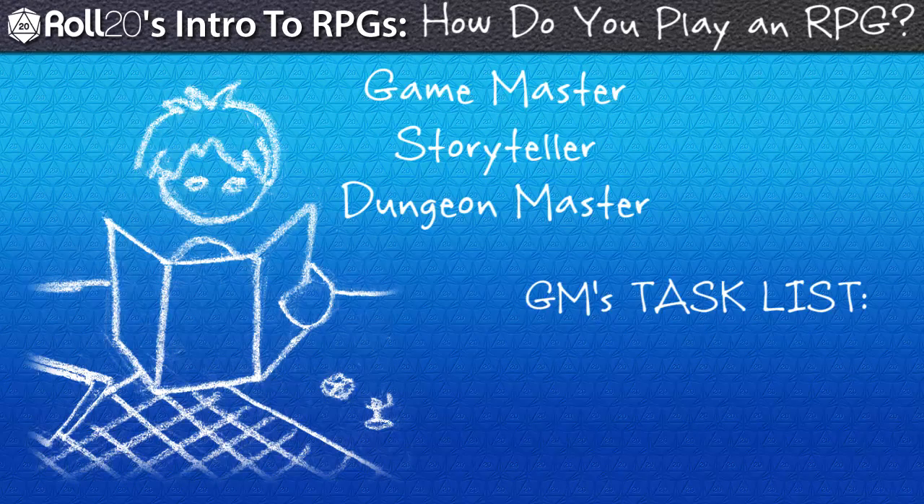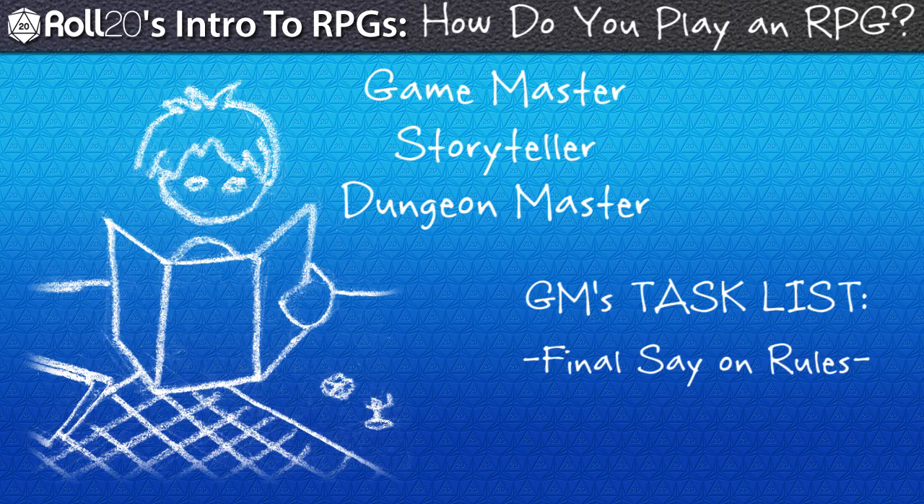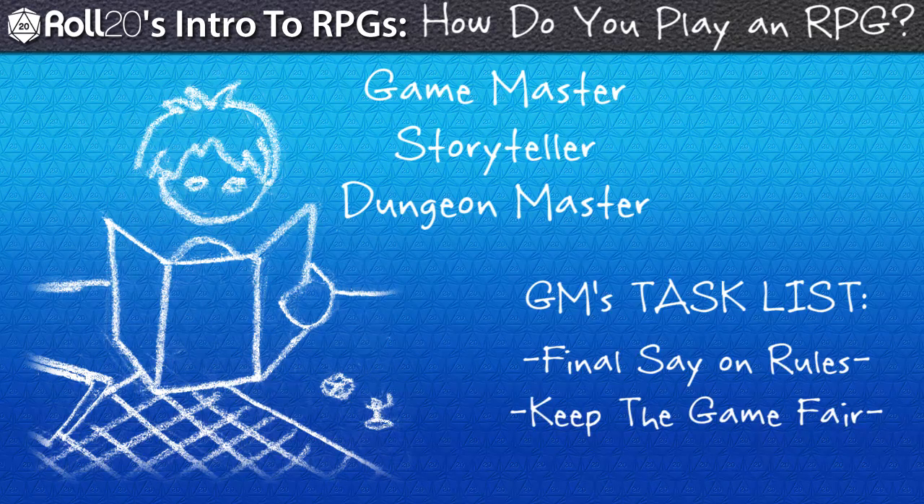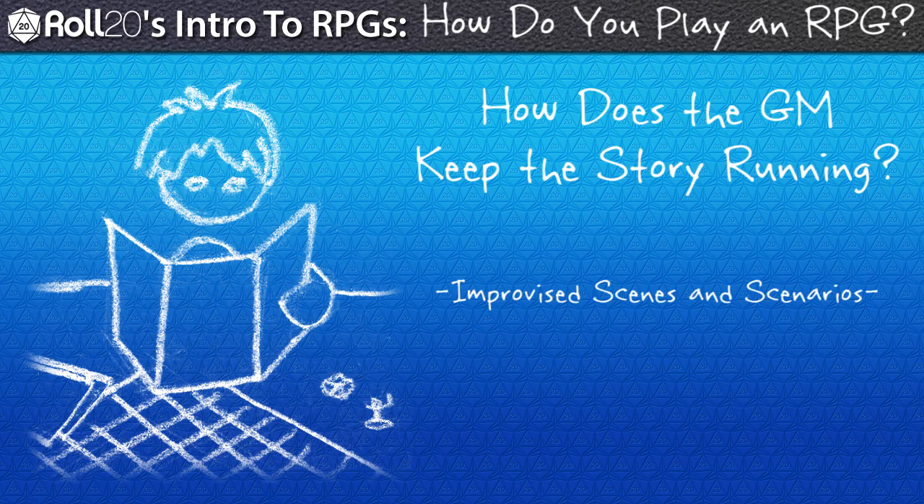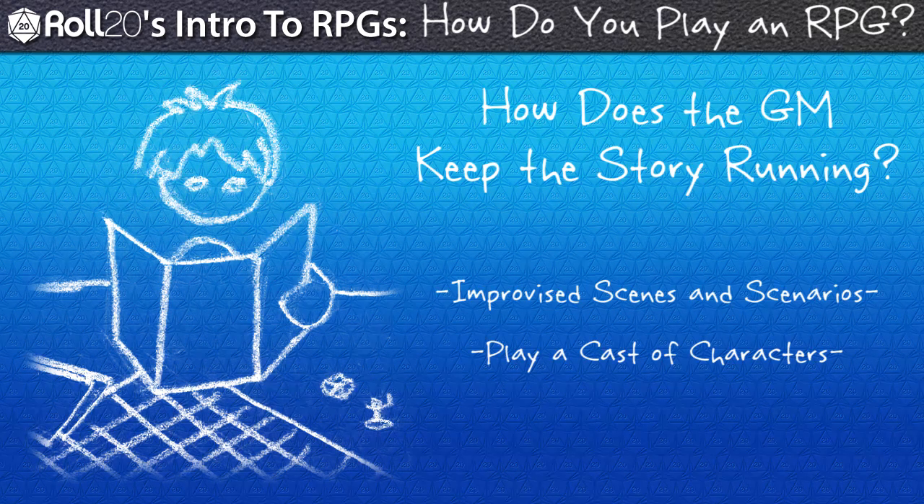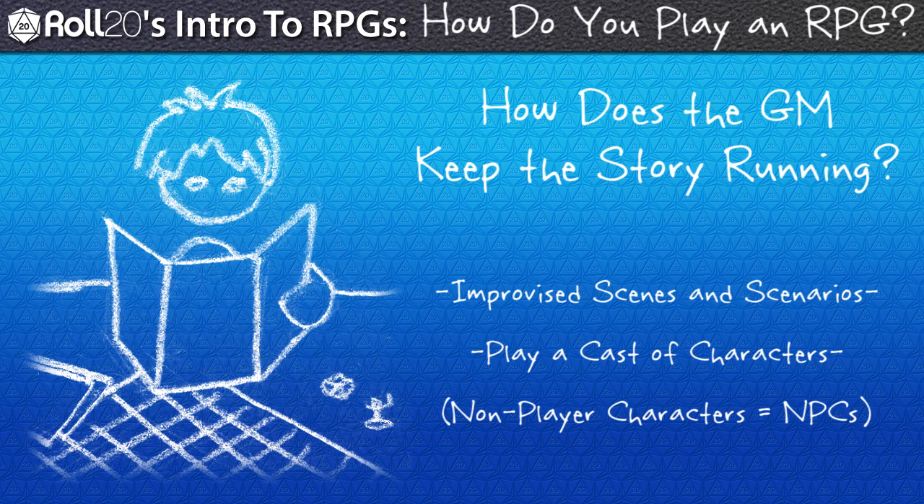They are tasked with acting as the rules arbitrator. Their job is to guide the players, make sure that everyone is playing fairly, and to keep the story running. They achieve the last part by improvising plot lines and scenarios for the players to navigate through. They also play every single character that the players interact with, befriend, and clash with. These characters that the GM plays are called NPCs, or non-player characters.